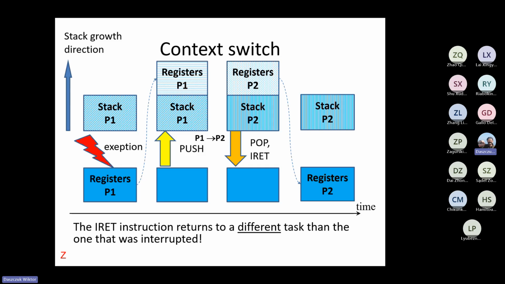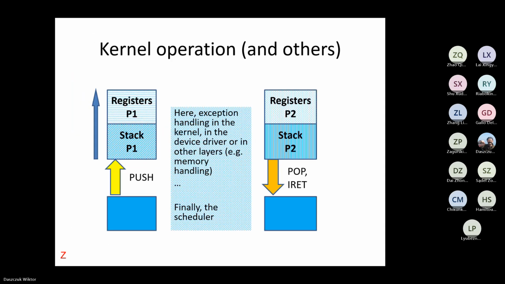So we see that the interrupt calls to switch to the kernel, and the kernel performs IRET to another process that was interrupted. So between storing registers of one task and restoring registers of the second task, some procedure of the kernel is executed.